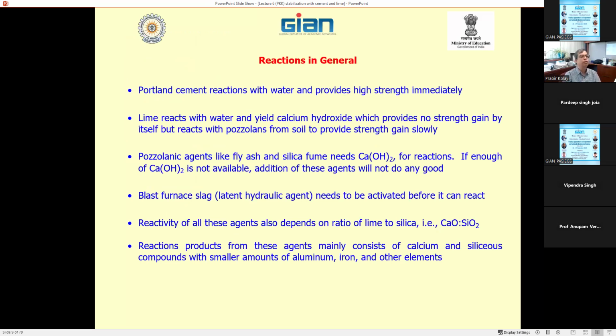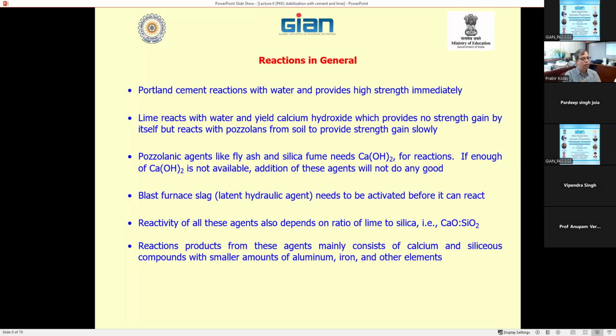As I mentioned, we need to check the reaction in general. Portland cement reacts with water to provide high strength immediately. Again, there are different types of cements. This is the immediate, initial setting time cement, that's quick cement. The reaction will be much faster. Then the lime. These are just general reactions. With cement, it reacts immediately.